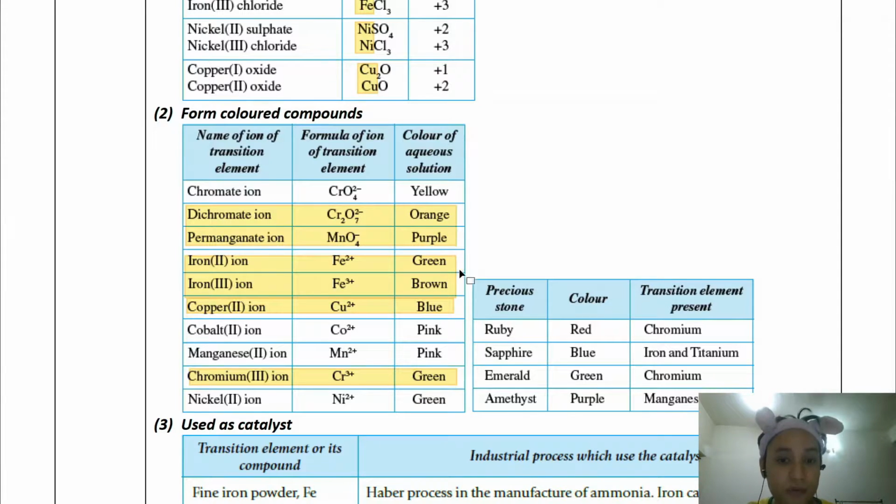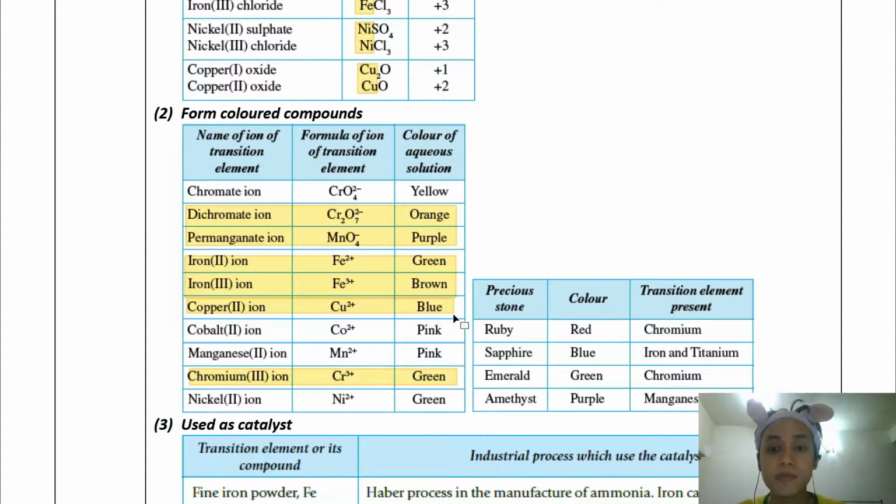Okay, so those are the few important transition element ions that you need to know. What color they will give, this one you must memorize. You have no choice, we need to remember the color, especially for copper 2 ions. This is the most famous one that you must remember.